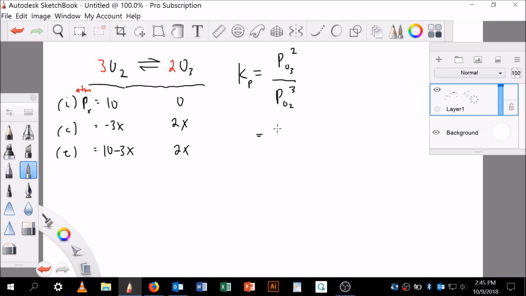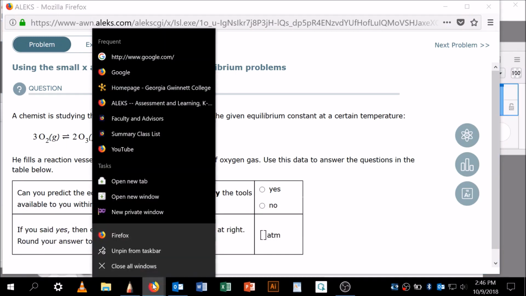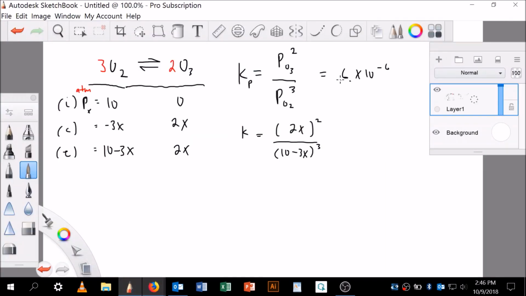We have, right? And so this is going to be 2x, and this is going to be 10 minus 3x, right? Is going to equal k. Now it's time to say, oh yes, it was a small k. It was 6 times 10 to the minus 6, right? Let's go back and verify that. 6 times 10 to the minus 6. So it's a small k. Anything less than 10 to the minus 4, sorry, let's go back over here, is small.